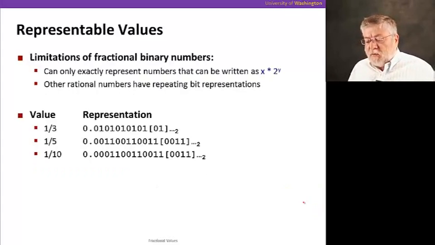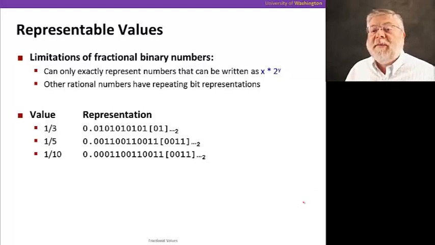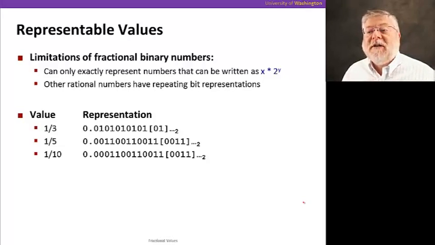Okay. So what are some of the limitations of binary numbers and the representable values? Remember, we had limitations on integers. We could only be so large and so negative before we ran out of room in our bit representations. So we can only, first of all, represent numbers exactly if they can be written in the form x times 2 to some power of y. Other rational numbers are going to have repeating bit representations.